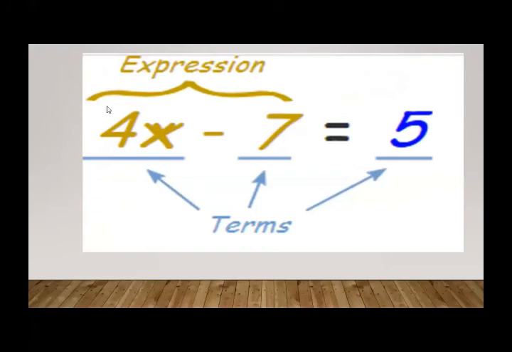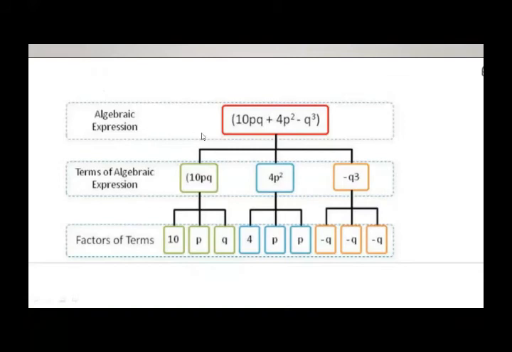Then we discussed a complete example of an algebraic expression, where we discussed what the terms of the algebraic expression are. In this example, 4x minus 7 equal to 5, 4x, 7 and 5 are the terms, or the complete name is algebraic term. Then we have another example, that is 10p cube plus 4p square minus q cube. In each one, we see what the terms of the algebraic expression are. Then in each one, we see what the factors are.